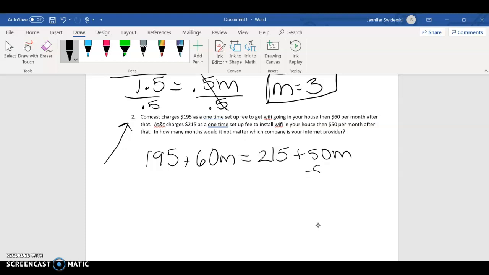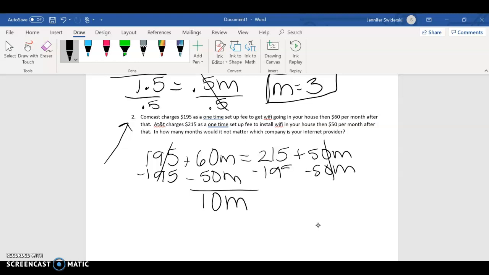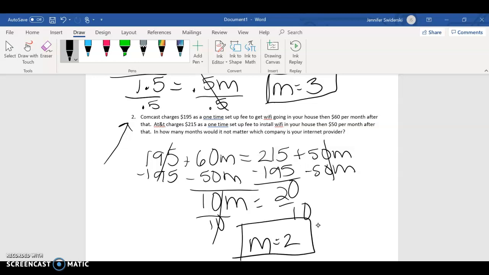Okay, well, go ahead and solve. Subtract 50m. Put my variables on one side, so we get 10m. I'm going to subtract 195 from both sides. Let's see, I get 20 is equal to 10m. Divide by 10. M is equal to 2. In 2 months, it'll be the same.